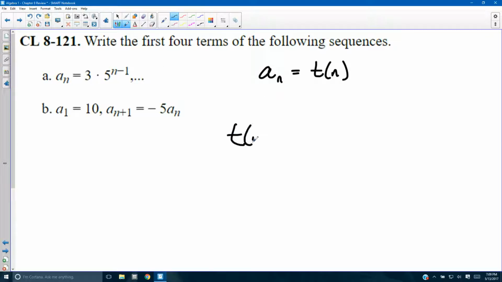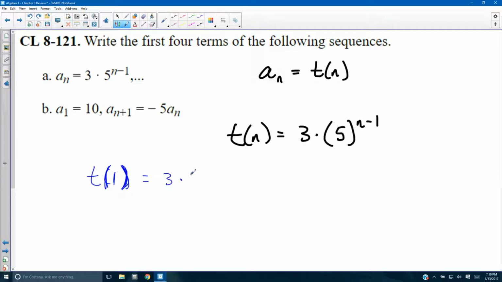T of n equals 3 times 5 to the n minus 1 power. Write the first 4 terms of this sequence. First of all, this is first term form. And even if you didn't know that, you can substitute 1 for n to figure out what T of 1 is. Maybe I'll do that the first time to show you that it's 3. T of 1, I know that the first term's 3 based on the equation. But if you don't, let's substitute 1 for n. 1 minus 1 is 0.